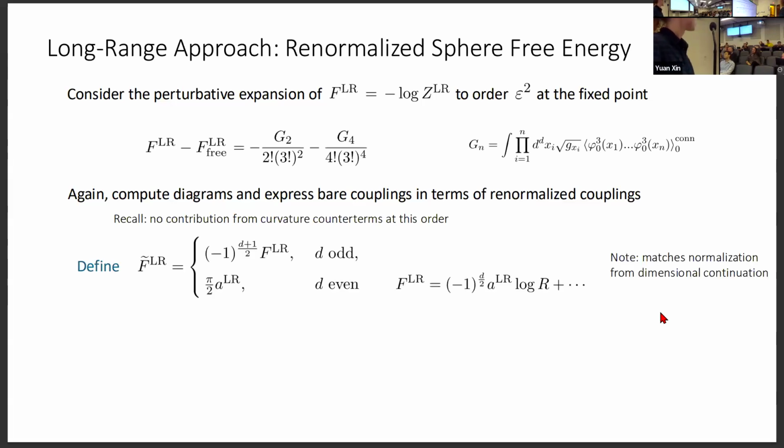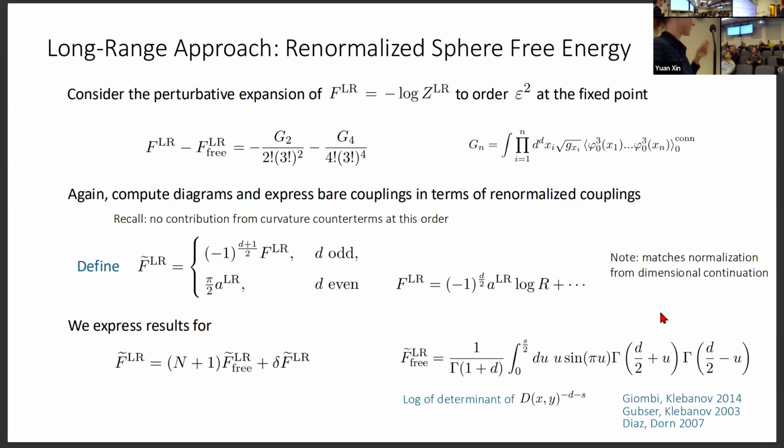And we can define this quantity F tilde long range in fixed integer dimensions as the coefficient of a log R term in even dimensions, and in odd dimensions it's just the order 1 term. I'm going to emphasize again, this is only defined in fixed integer dimensions, but we defined it so that it matches the normalization from dimensional continuation, and we can directly compare these methods.